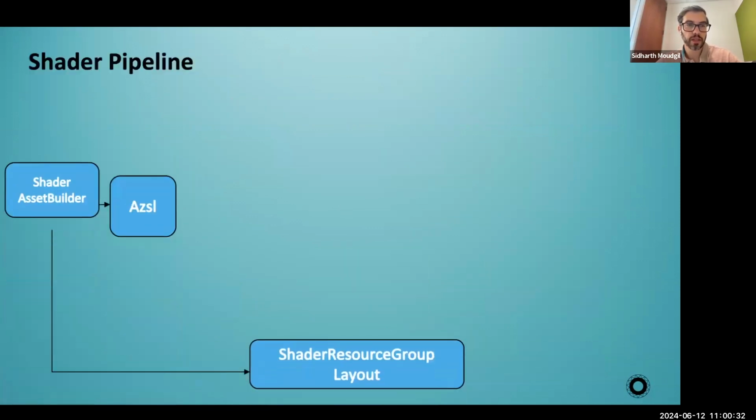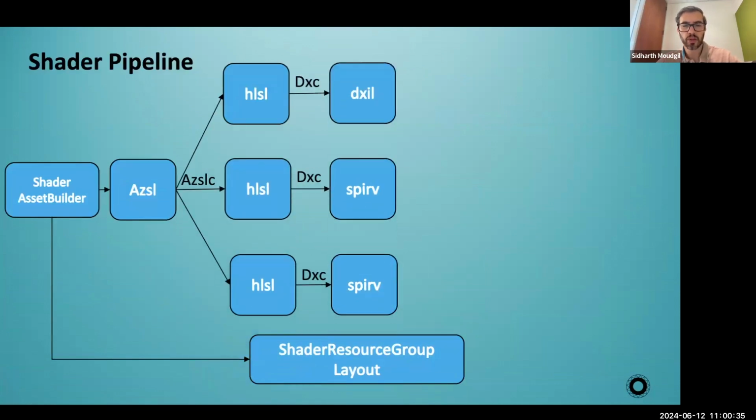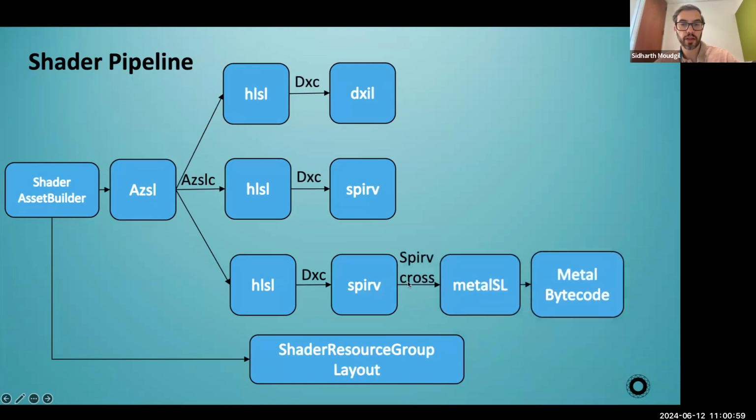The RHI has a complex shader pipeline, which I'm just going to skim over. We have a shading language called AZSL. This under the hood is HLSL with some metadata. We have our own compiler, AZSLC, and that spits out HLSL during asset processing time. HLSL goes through DXC, which is another compiler by Microsoft, which spits out DXIL for DirectX 12, SPIR-V for Vulkan, and for Metal, it spits out SPIR-V, which goes through another cross compiler to spit out MetalSL.